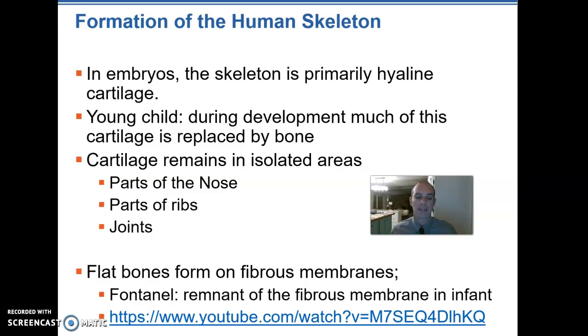Flat bones form on fibrous membranes, and the fontanelle is the remnant of the fibrous membrane in the infant. The fontanelle is also known as the soft spot. All right, so that's our introduction to our skeletal system. We'll come back in. Let's talk about what we learned.